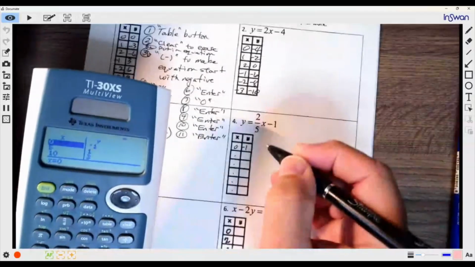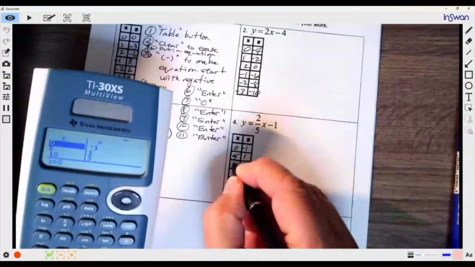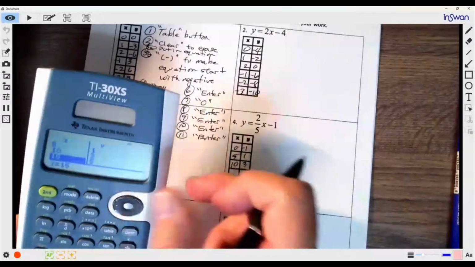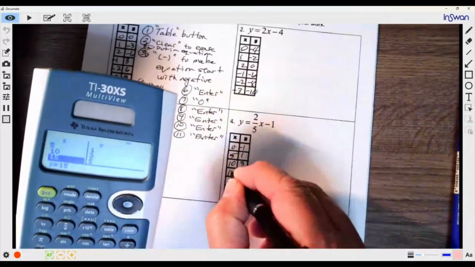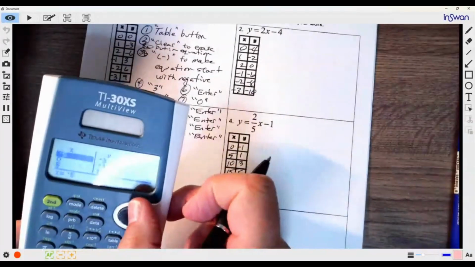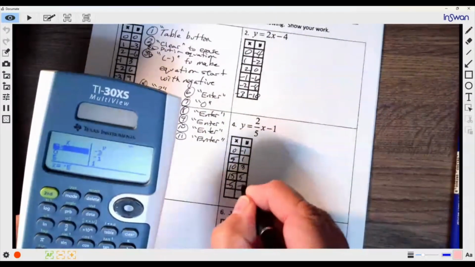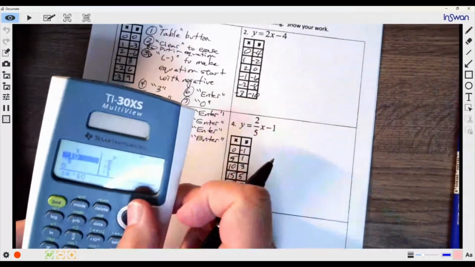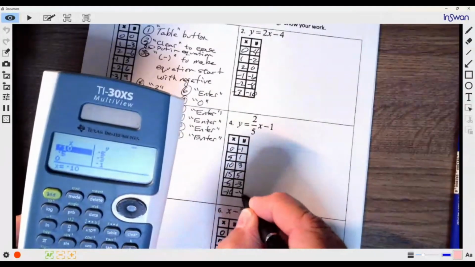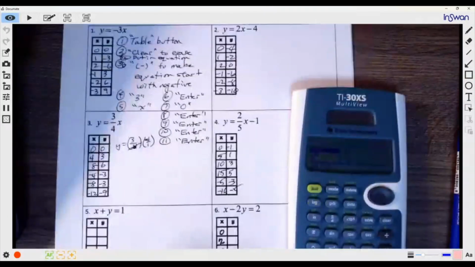And so we get 0, -1, 5, 1, 10, 3, 15, 5, and then some negatives, -5, -3, and -10, -5. All right.